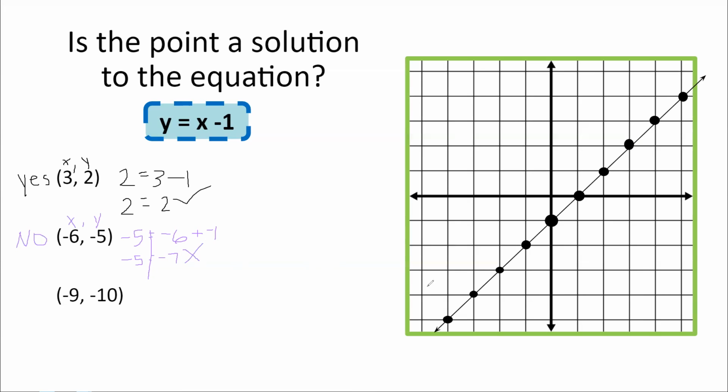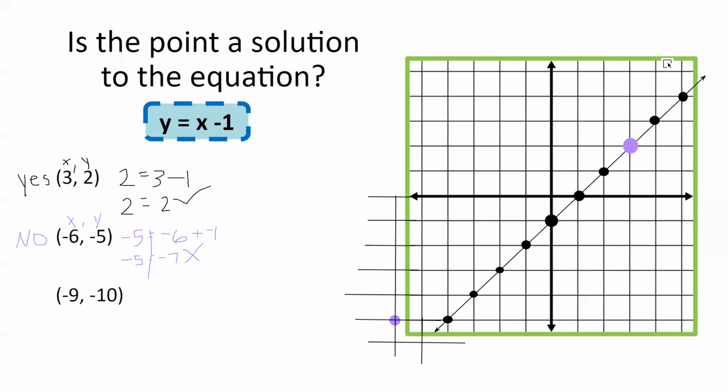So let's think about this in graph form, because we've got one yes and one no right now. If I plot this, 3 comma 2, we're going right 3 and up 2. That's this point right here. If I go right 6, 1, 2, 3, 4, 5, oops, that goes off, 6, and then down 1, 2, 3, 4, 5, that's right here. So if we extend those lines, give me a second. There we go, that's better.